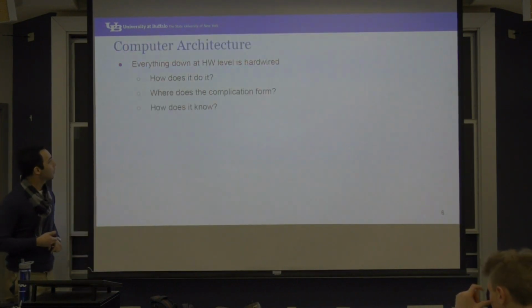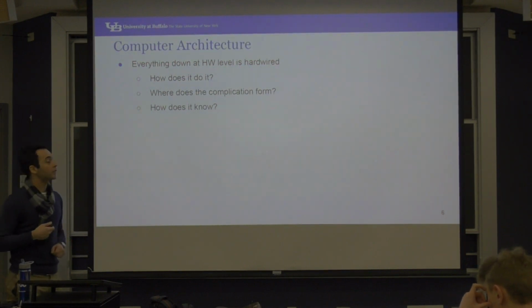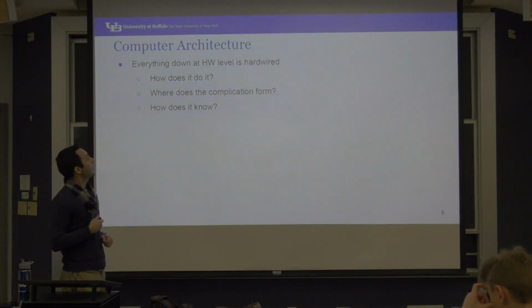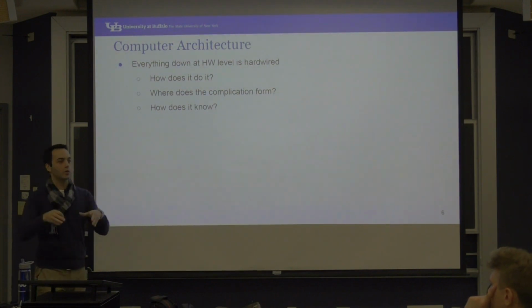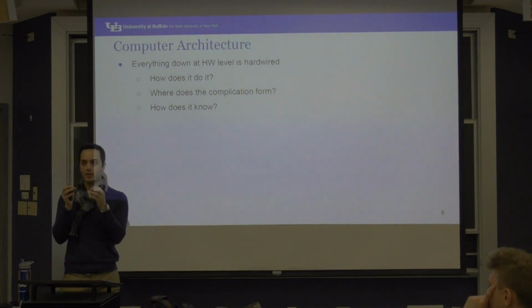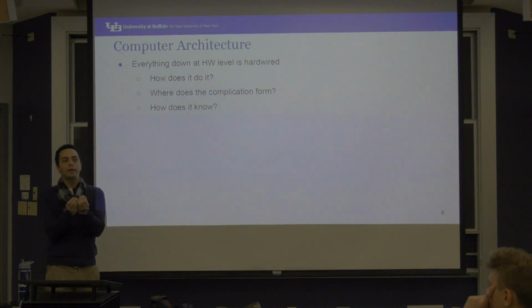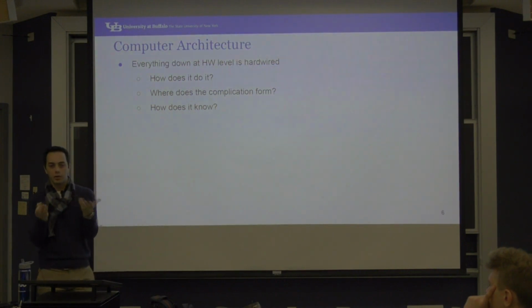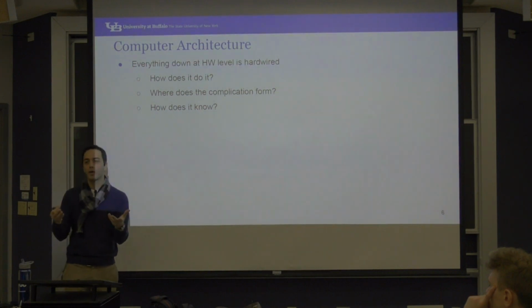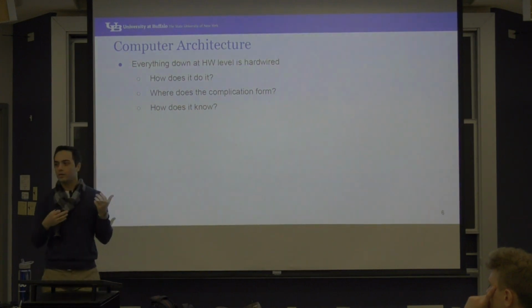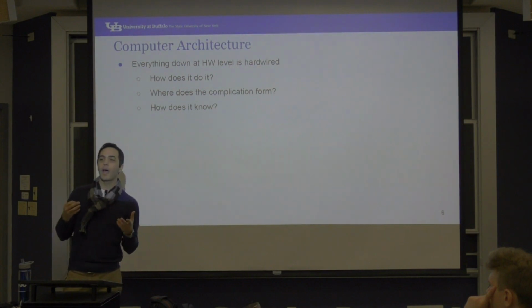All right. So computer architecture, when you think about it, everything is down to the wire, right? So chips, motherboards, hard disk, everything is basically some hardware. And with that hardware, you understand that there is electronics going on, and there is some design. But how does it do it? If you really think about it, how does it do it?